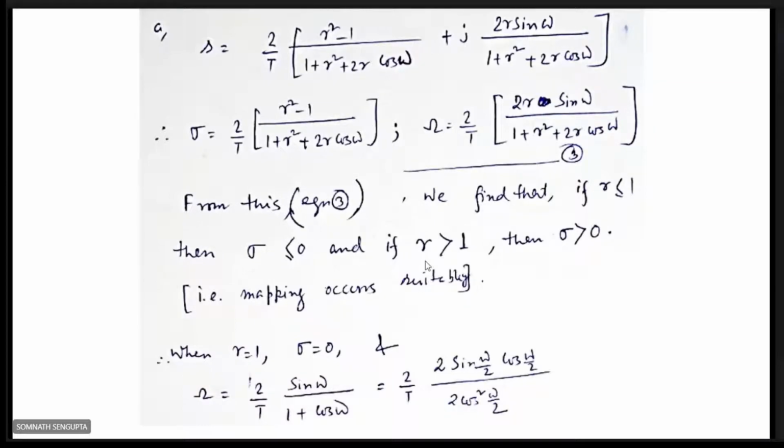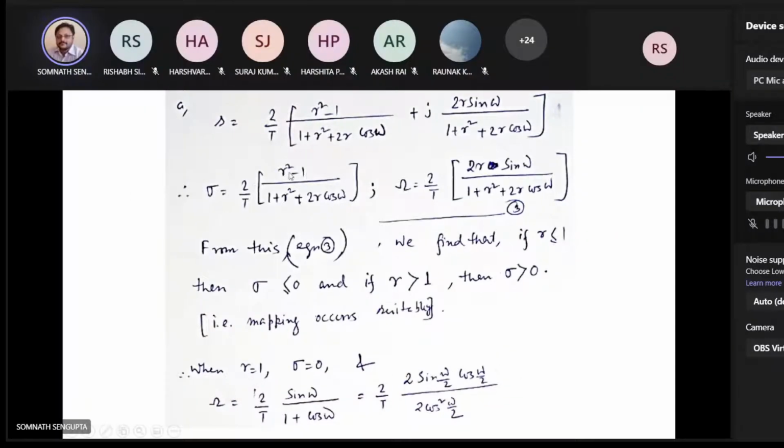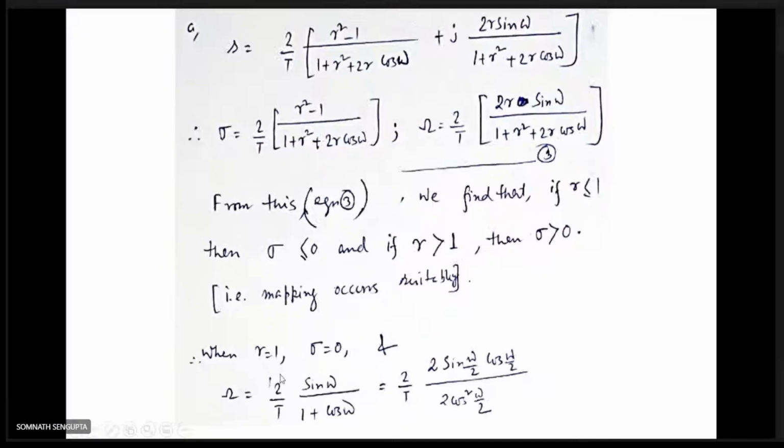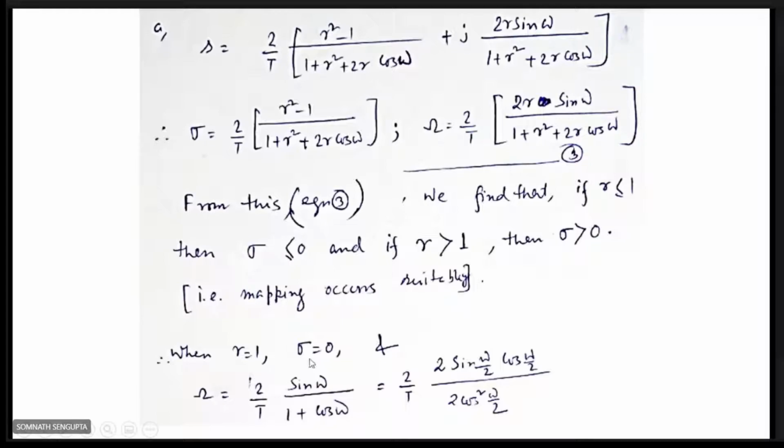So the mapping occurs suitably: the left half s plane, that is sigma negative, is mapped within the unit circle. Sigma greater than 0, the positive side, is mapped outside the unit circle, that is r greater than 1. And r equal to 1 means onto the unit circle, that is sigma is equal to 0. So r is equal to 1 and sigma is equal to 0.